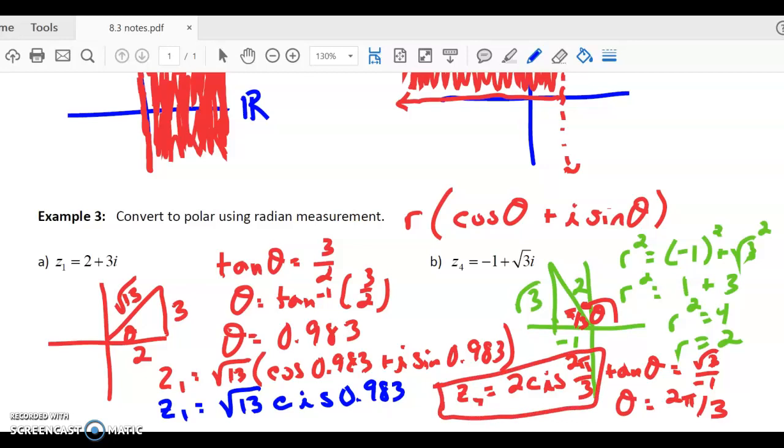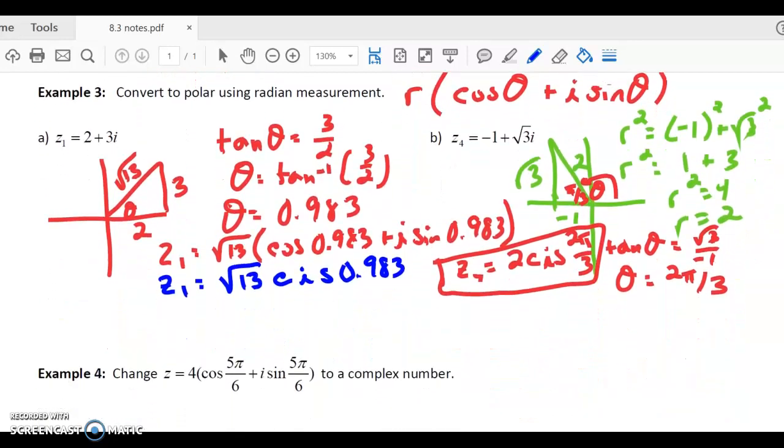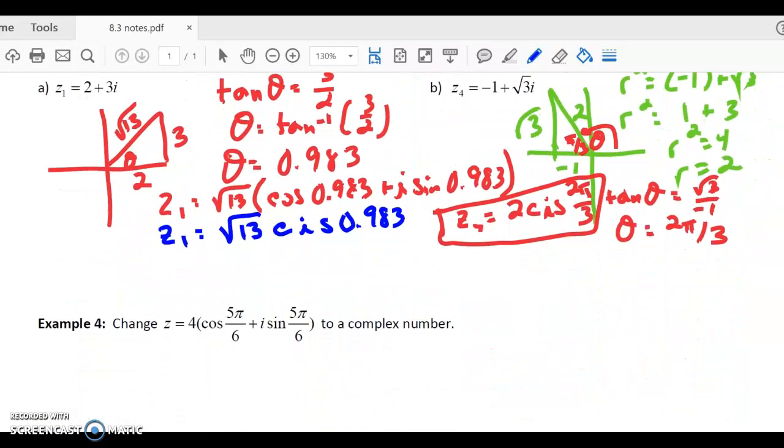All right, one more problem. Hopefully you're understanding all this. Change z equals 4 times the quantity cosine of 5 pi over 6 plus i sine 5 pi over 6 to a complex number. In my opinion, this is one of the easiest things we'll do this chapter, because all we need to do is get to a plus bi. So we want to get this to a plus bi. We simply just distribute the 4.